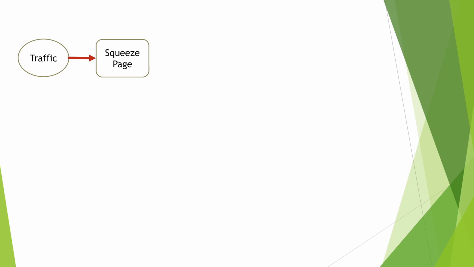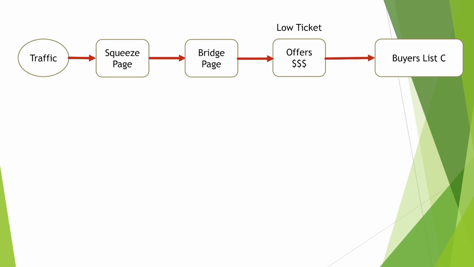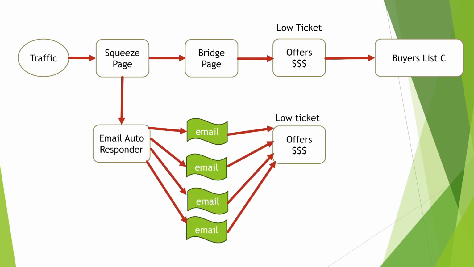two paths. Let's go through path number one. On path number one, they go to the bridge page, which then sends them to a low ticket offer. When they buy the low ticket offer, their details are then sent to buyers list C. If they don't buy, that's when path two comes into effect. The traffic details are moved into an email autoresponder, which then sends them multiple emails with multiple low ticket offers. When they buy, their details are then sent to buyers list C.